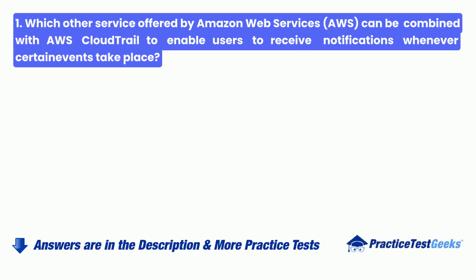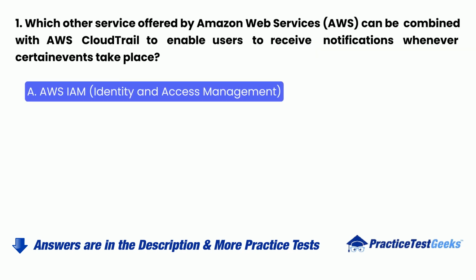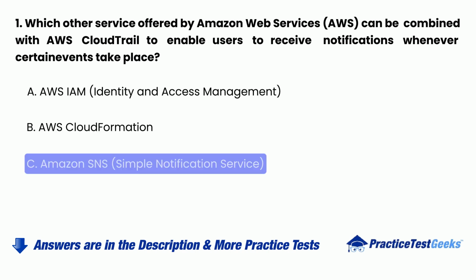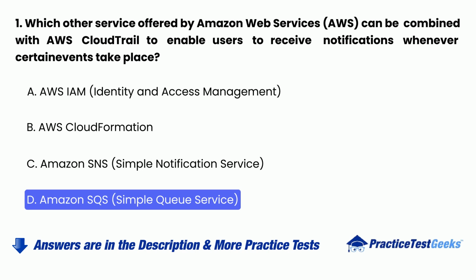1. Which other service offered by Amazon Web Services or AWS can be combined with AWS CloudTrail to enable users to receive notifications whenever certain events take place? A. AWS IAM or Identity and Access Management. B. AWS CloudFormation. C. Amazon SNS or Simple Notification Service. D. Amazon SQS or Simple Queue Service.